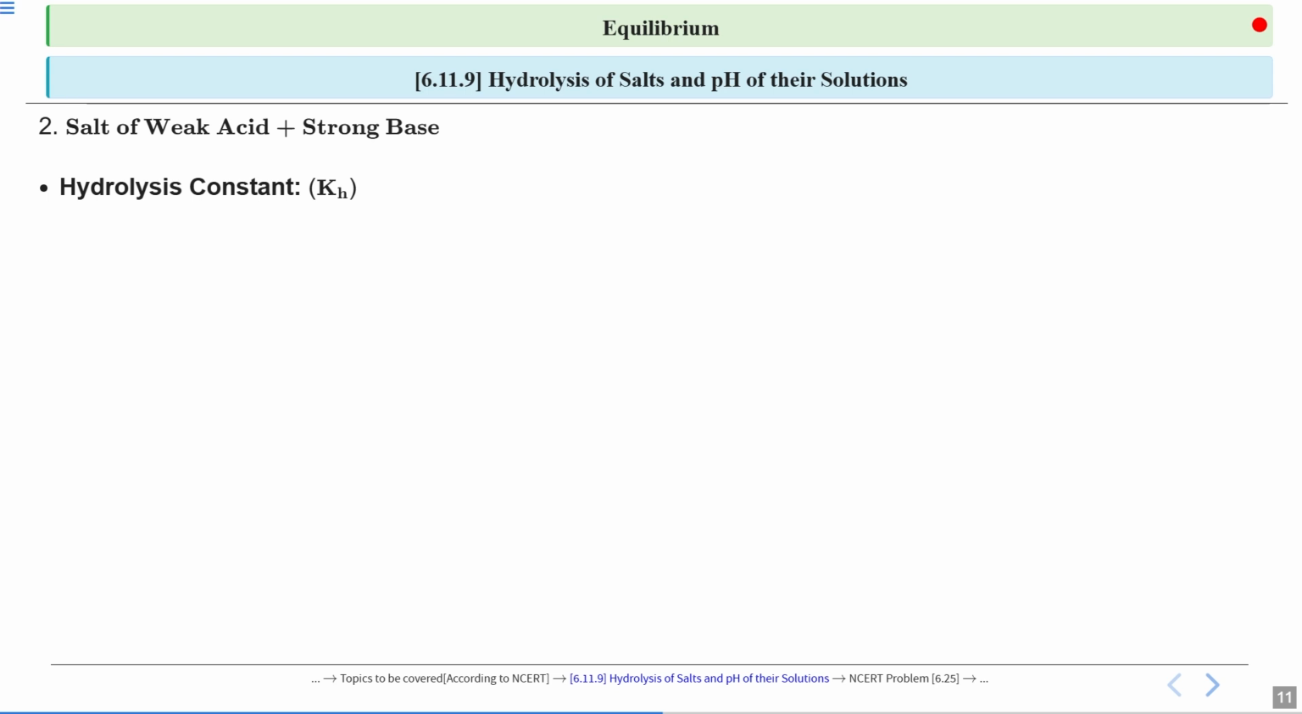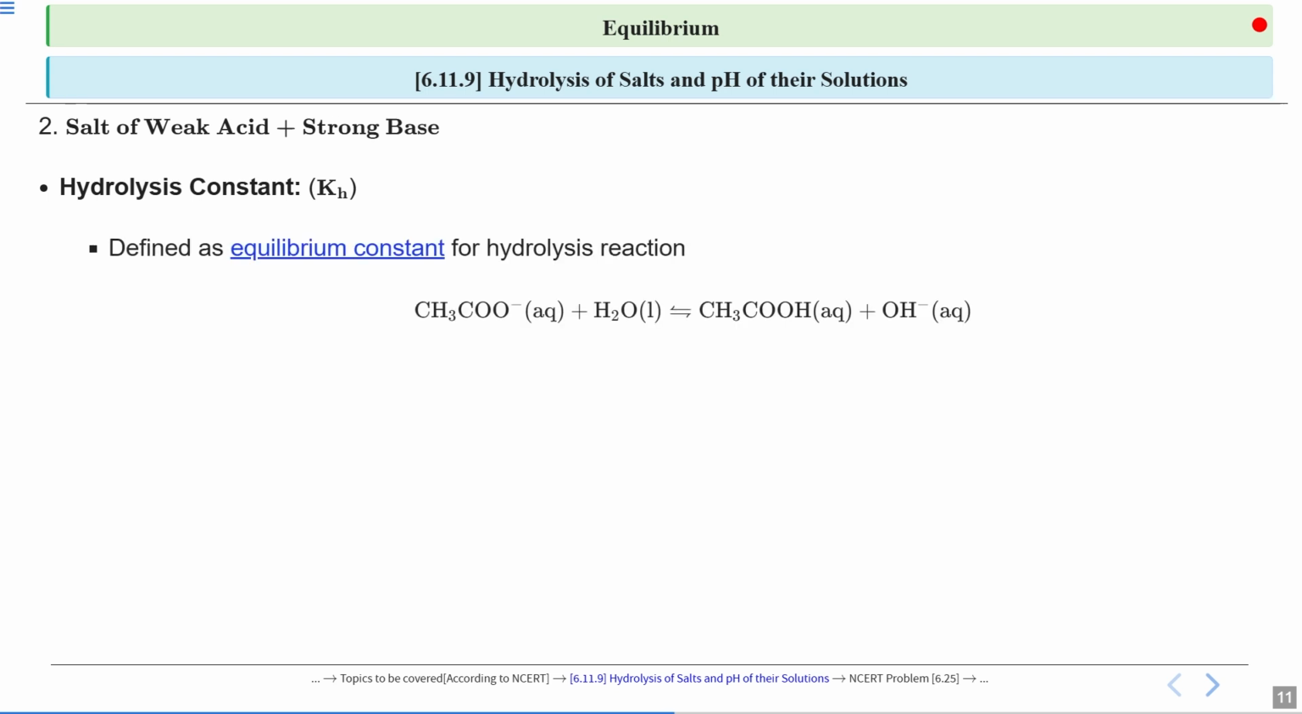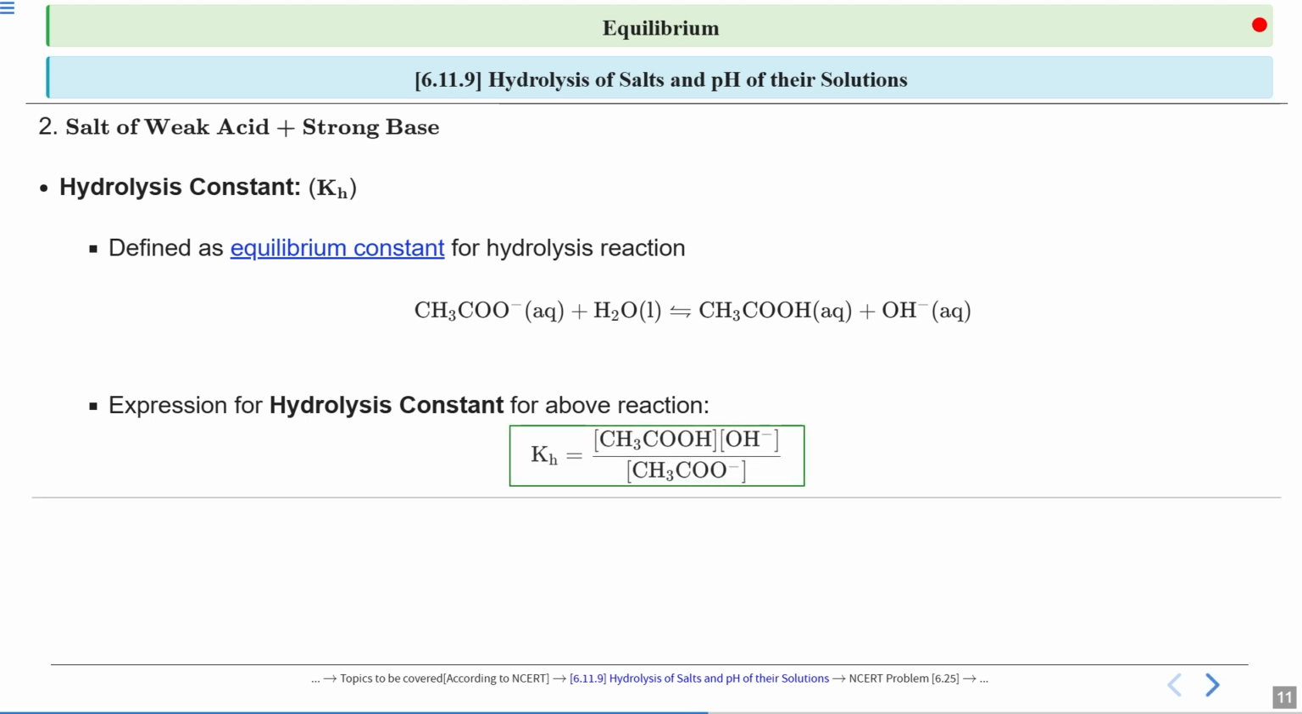In that process, our first step is to calculate the KH. What is KH? It is defined as the equilibrium constant for the hydrolysis reaction. So we have seen this hydrolysis reaction in the previous part. Now, if you write the equilibrium constant for this reaction, what will you get? You will get your KH. So KH can be written as the concentration of acetic acid multiplied by the concentration of hydroxide ion divided by the concentration of acetate ion. Got it? Now this is the first quantification, which is the hydrolysis constant.